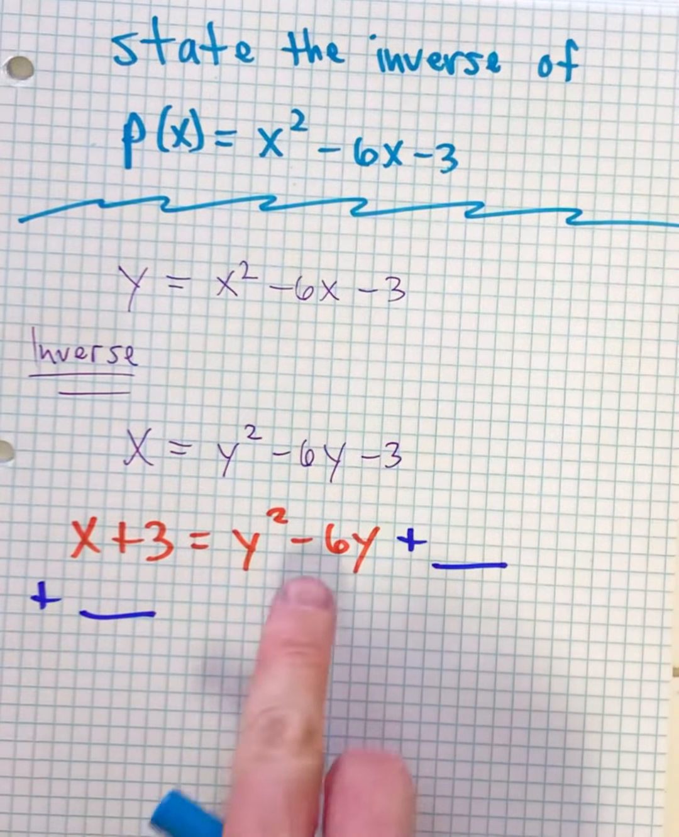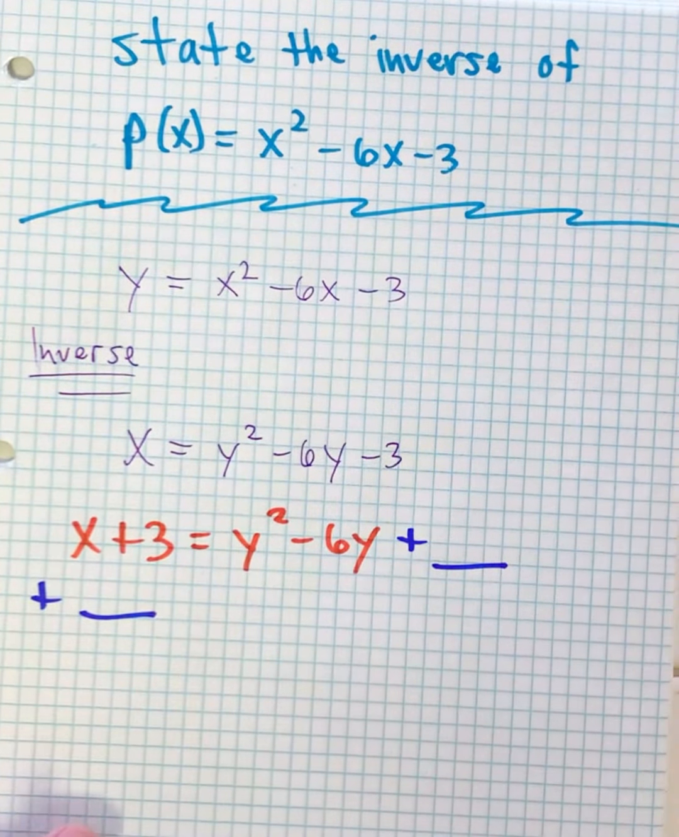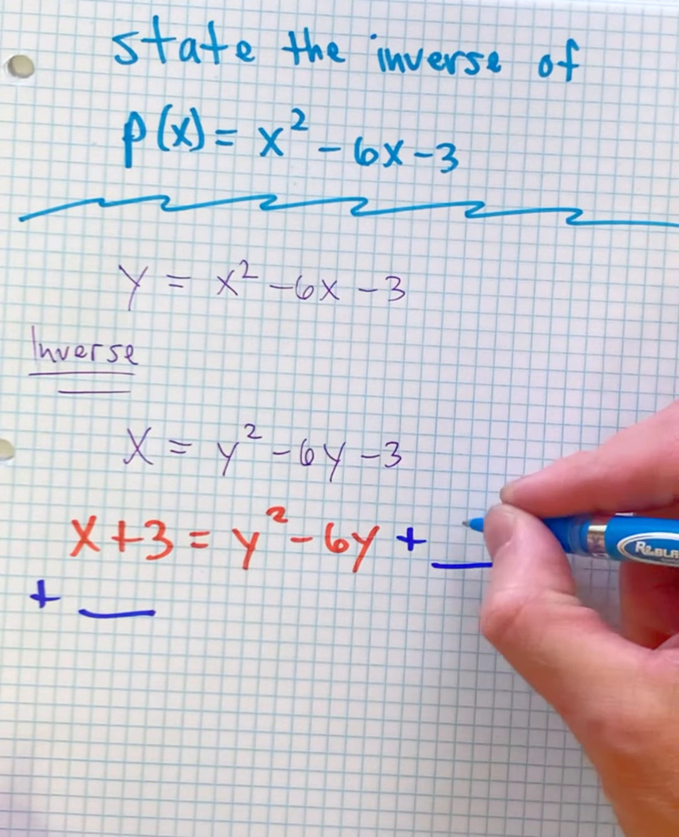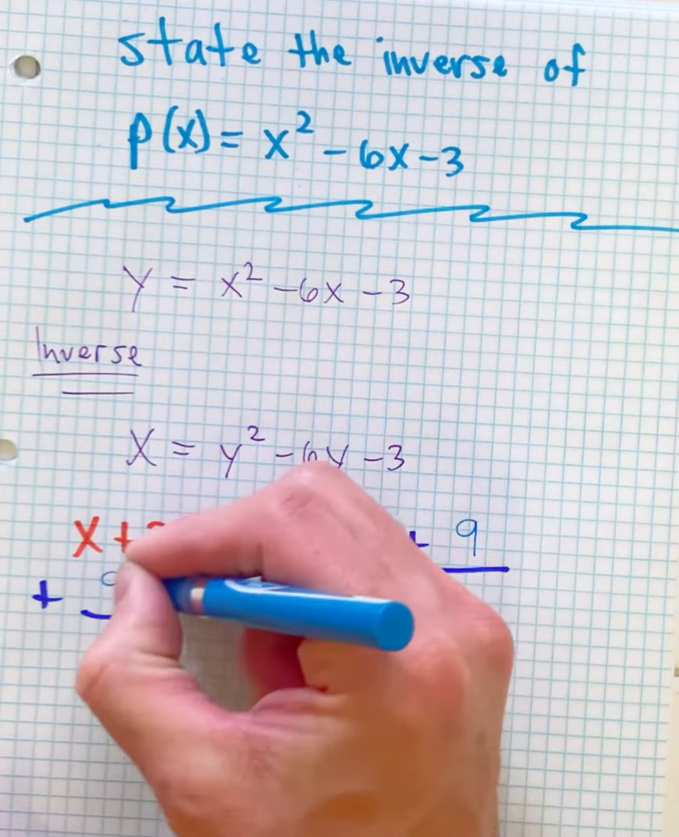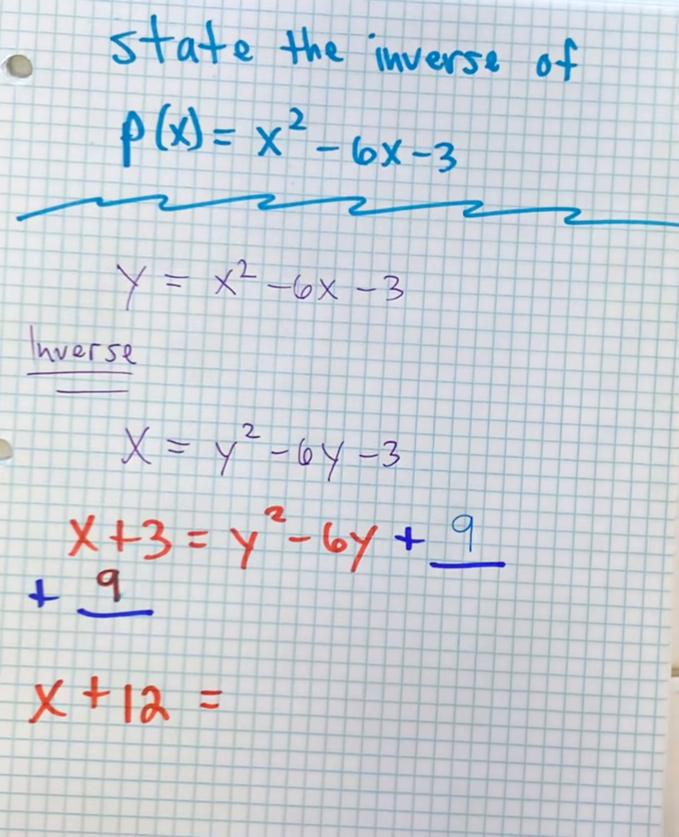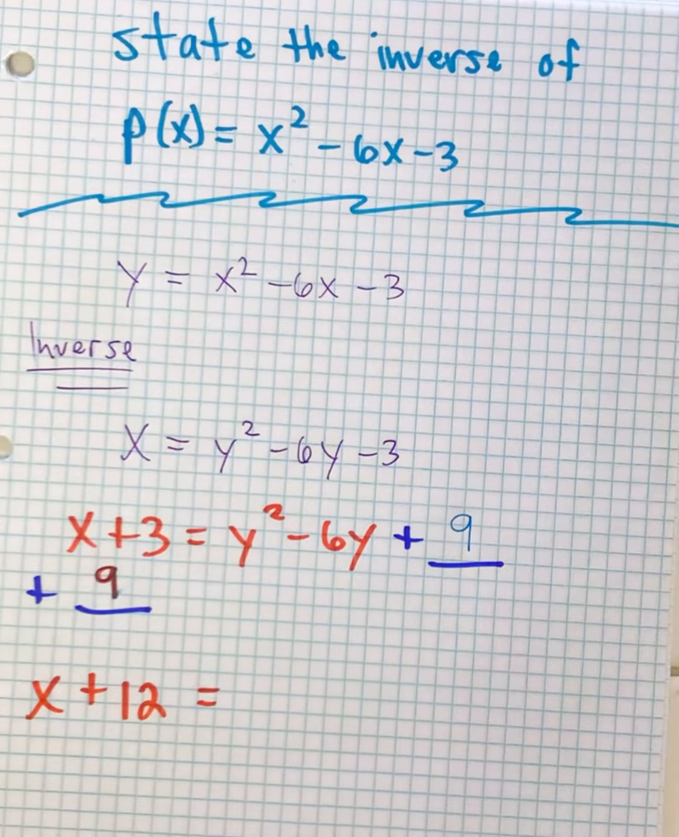And that number is, well, let's see. You want to take half of this object, and whatever that is, square that. So half of that is -3, but -3 squared is 9. And that would be x plus 12 equals, and then recall the technique that we saw in class.